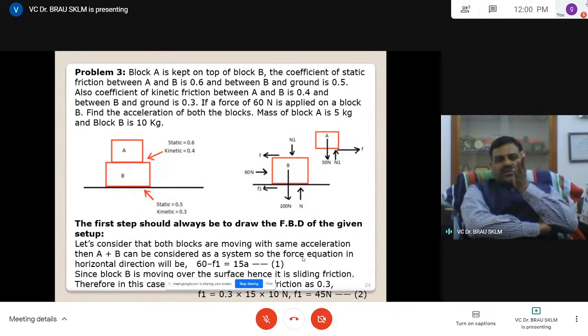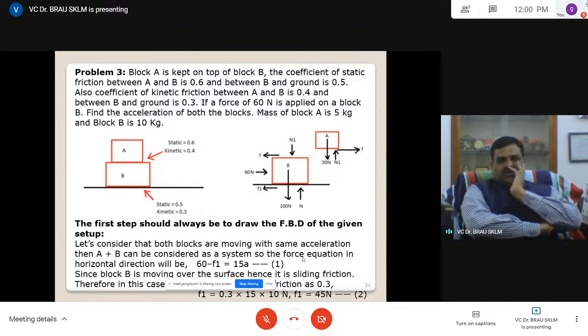Sometimes the data will be confused like this. Here both the static and the dynamic, kinetic friction are given. What value are you going to use? You will test it. Whatever the data is given, don't think that all the data can be used in the problem. That's what you want to analyze. Sometimes this is one of the questions coming in competitive examinations.